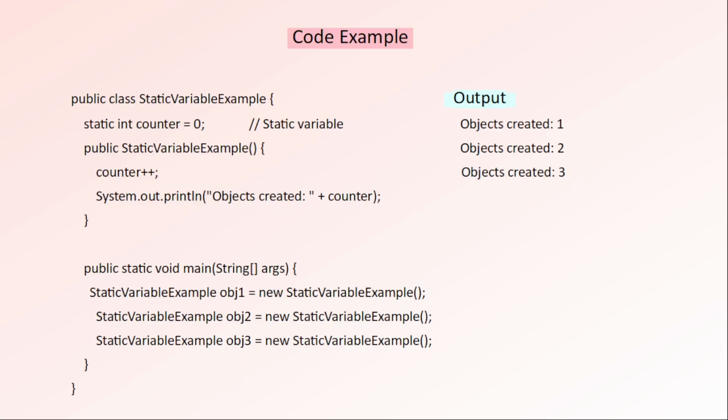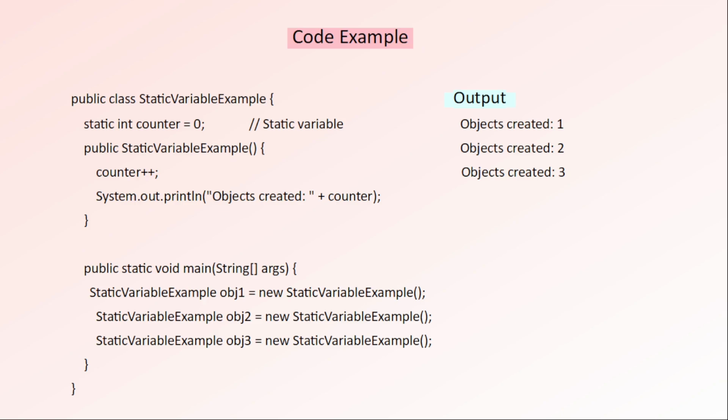Here we created a static variable counter. Every time a new object is created, the constructor will increase the value of this counter. Since counter is static, it is shared by all objects. So when object 1 is created, the counter becomes 1. And when object 2 is created, the counter becomes 2. And when object 3 is created, the counter becomes 3. So this clearly shows that all objects are sharing the same static variable.